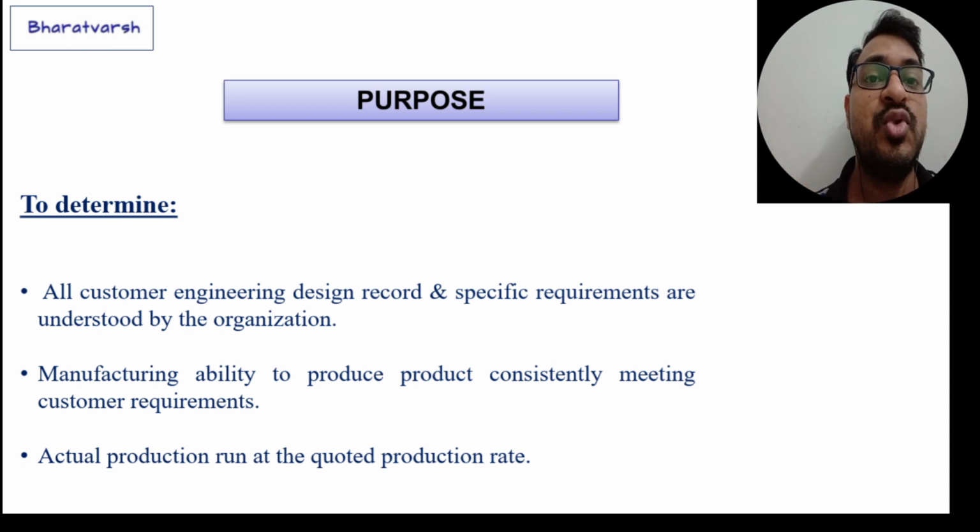The purpose is to determine that all customer engineering design records or specific requirements are completely understood by the organization. Here, customer engineering design records means customer engineering drawings. All types of drawing requirements or customer-specific requirements are properly understood by the organization. Second, we have to determine the manufacturing ability of the supplier or organization to produce product consistently meeting the requirements of the customer. Third is an actual production run at the quoted production rate.